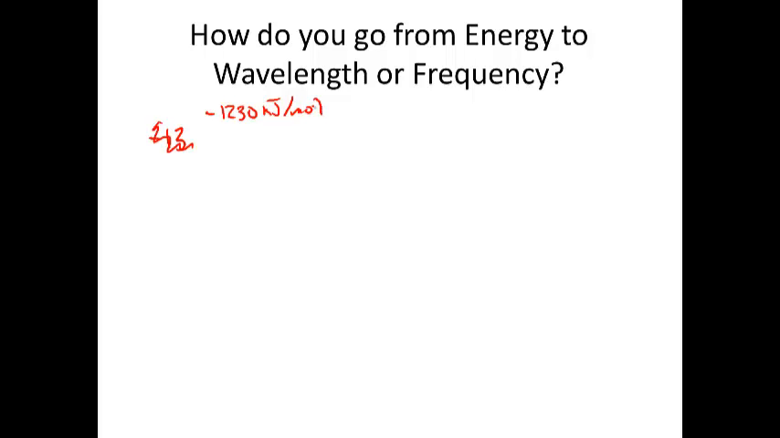How do you go from energy to wavelength or frequency? Well, let's take a quick look. Okay, so here's how we're going to go from energy to wavelength. We're going to use Planck's constant equation. Energy is going to be equal to Planck's constant times the frequency. Now, I've got an energy in kilojoules per mole, which means I want to use the Planck's constant that is in kilojoule seconds per mole.